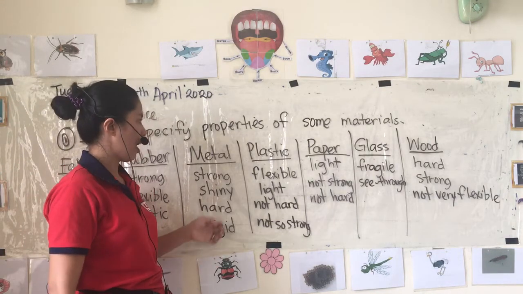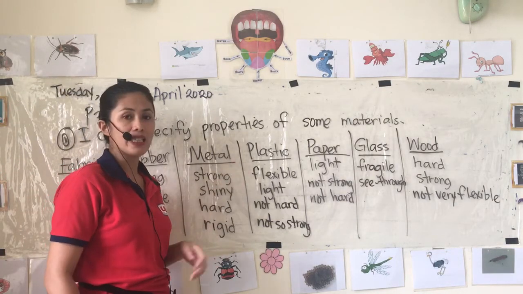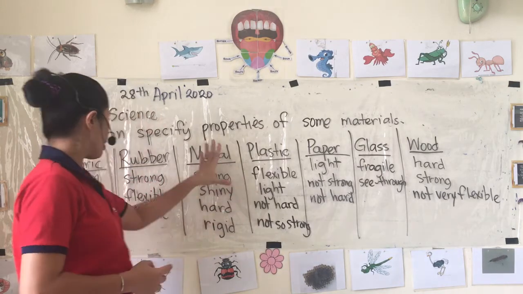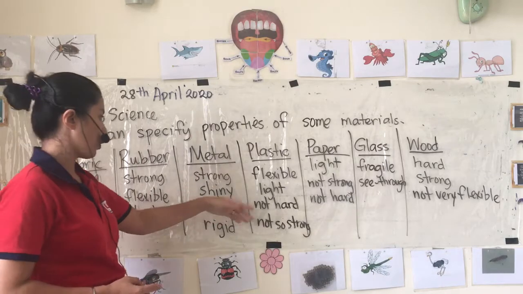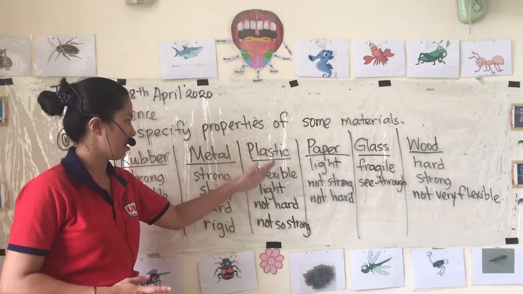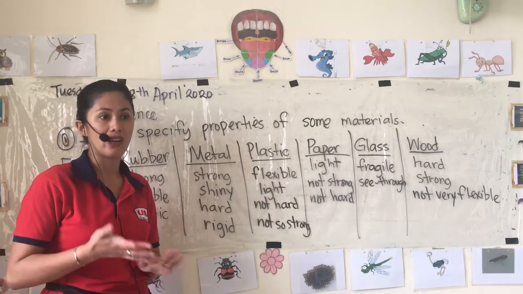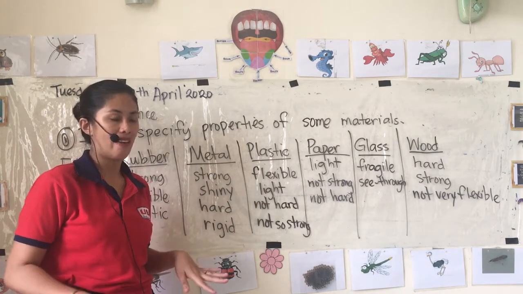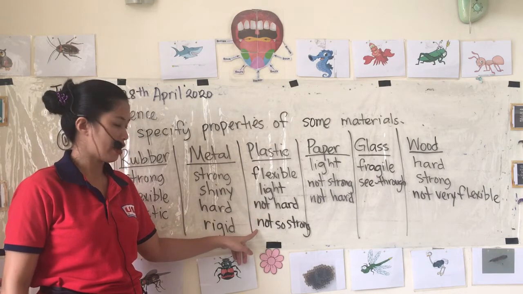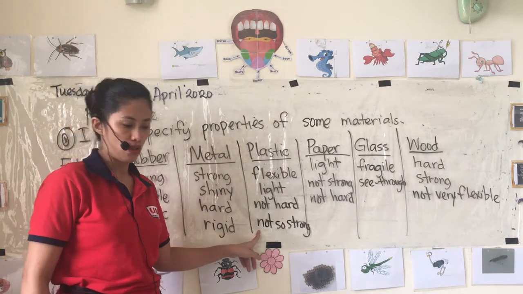Okay, how about plastic? Some plastic is flexible. And all of these materials can also be light depending on the size. So I'll just put light because mostly plastic is really light, not heavy. And it's not hard, and it is not very strong.